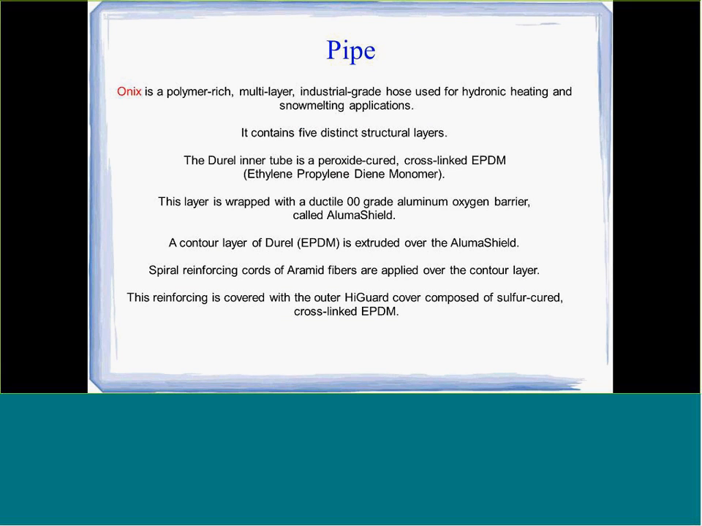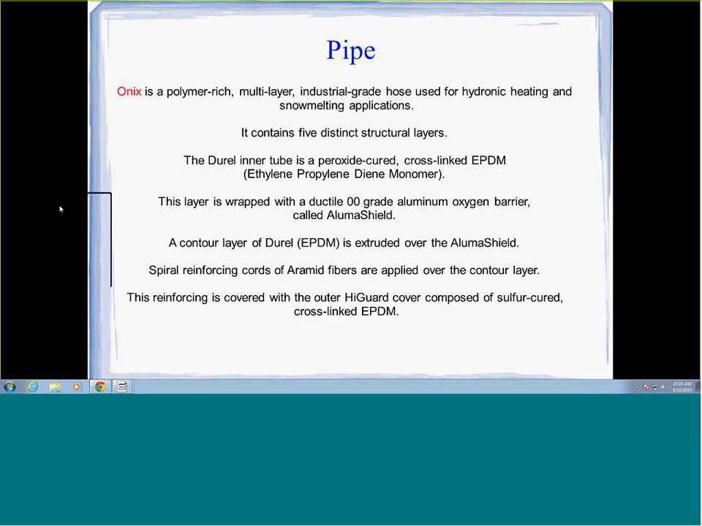The last type of pipe that we're going to talk about is what Watts calls Onyx pipe. Watts Radiant calls it Onyx. Onyx is an EPDM, more or less a hose. It has an EPDM basically cross-linked inside the pipe. It also has an aluminum layer as an oxygen barrier.